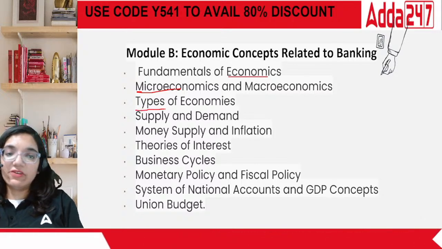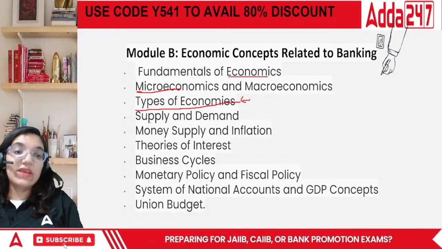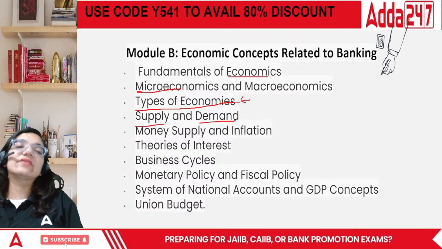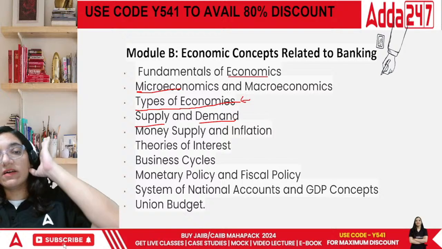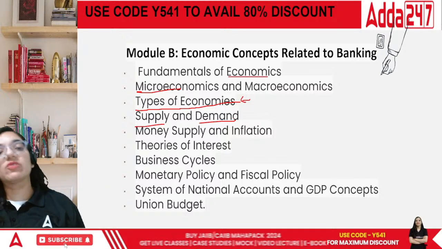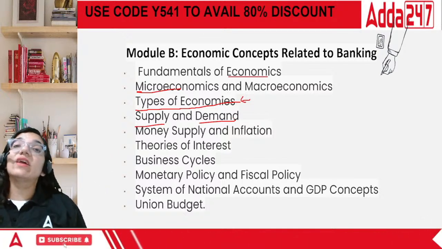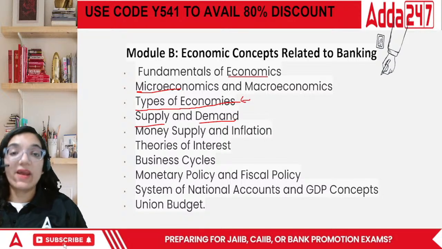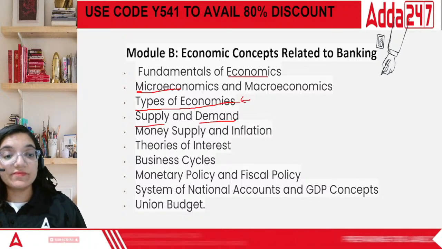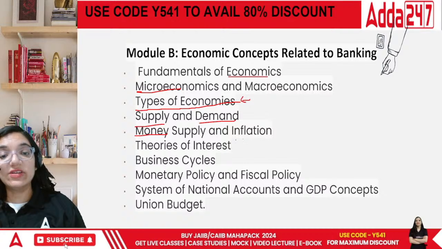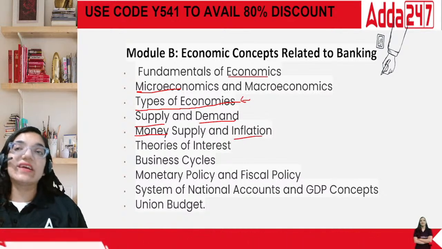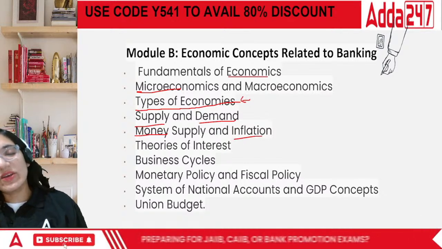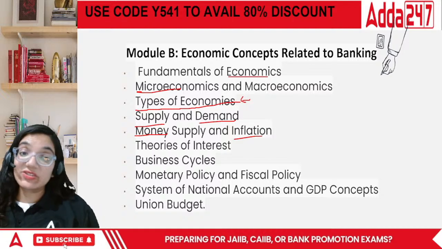Then different types of economies exist. Then supply and demand. There are certain laws of supply, there are certain laws of demand. That is what you have to study in supply and demand. You will understand how demand of a product impacts its supply as well. Then money supply and inflation. You learn about the monetary funds and what kind of funds are there. This is also helpful for your JAIIB other examinations as well.